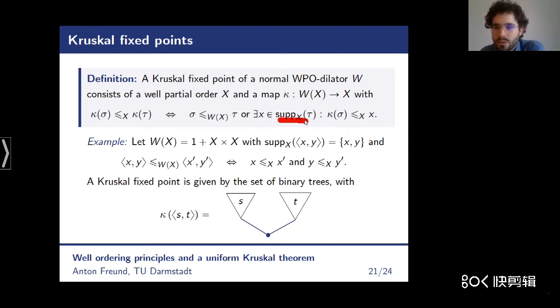Because the support of tau, the support of the bigger tree, will precisely be the set of its two subtrees. And so this x here will be one of the immediate subtrees of the bigger tree. And if you can embed this tree kappa of sigma into one of the immediate subtrees of the other tree, then you can embed it into the full tree. So yeah, I mean, the general definitions always take some time to parse, but really if you unravel them in concrete examples, then you will see that this is nothing else but the usual recursive definition of tree embeddings.